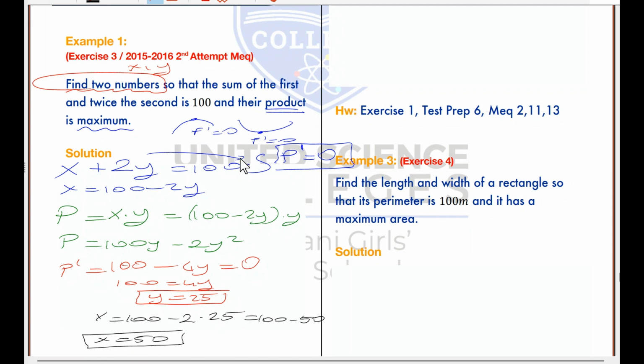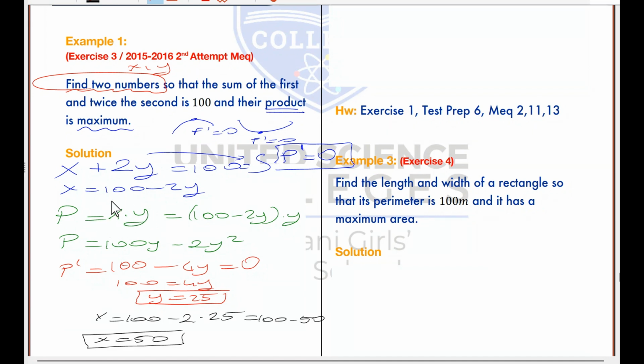Okay, this is the way. Let me summarize what I did. First of all, I wrote an equation by using the given. We were given two numbers whose sum of the first and twice the second is 100. And I isolated one of the variables, wrote them in terms of each other, and I wrote the equation of the asked. What was asked? The product was asked. I wrote its equation, which is x times y.